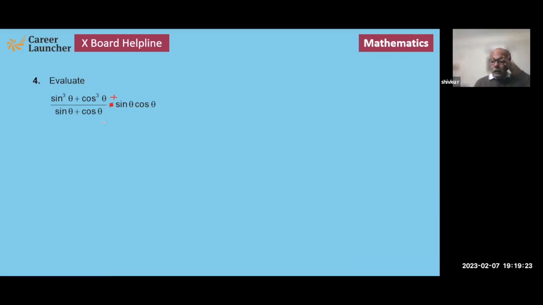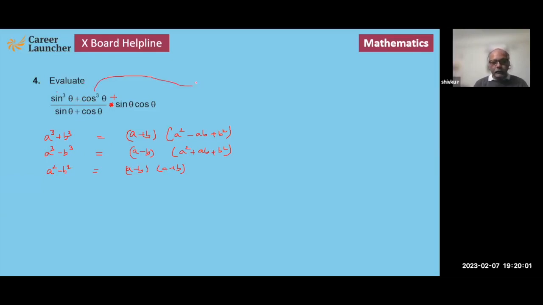Pratik and Yogesh, all of you say the answer is 1. Okay, so what is the relationship? A cube plus B cube, you must know, is A plus B into A squared minus AB plus B squared. Similarly, you should also know A cube minus B cube is equal to A minus B into A squared plus AB plus B squared. These are commonly occurring identities. A squared minus B squared is equal to A minus B into A plus B. So we will apply this rule here.